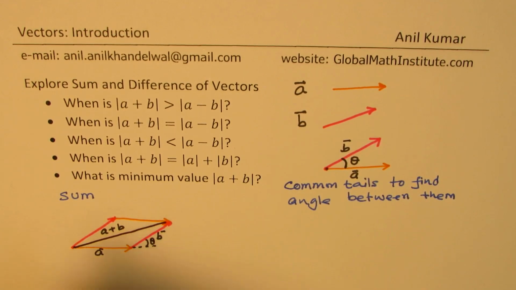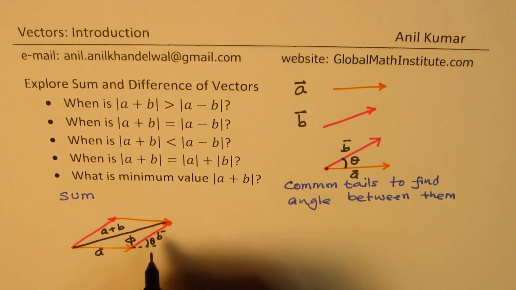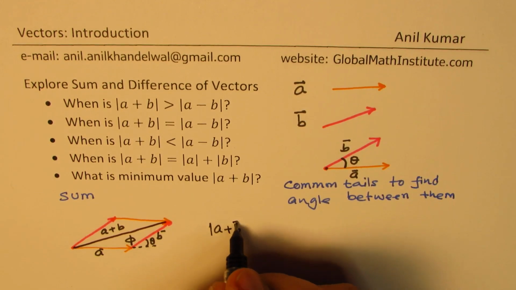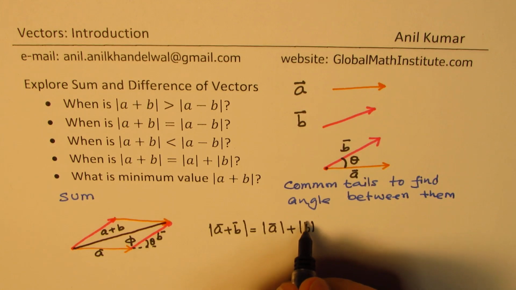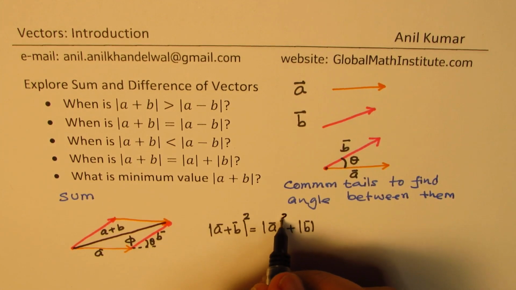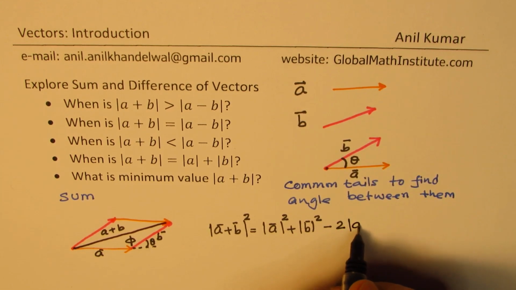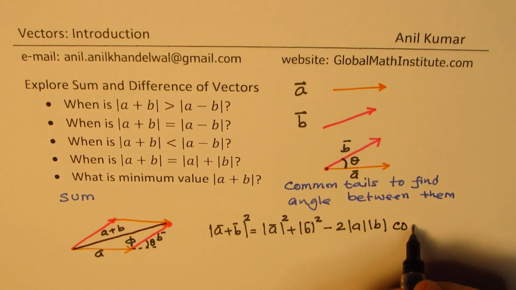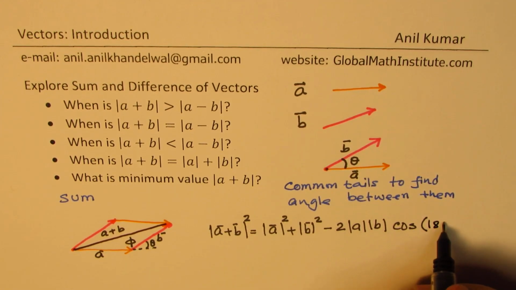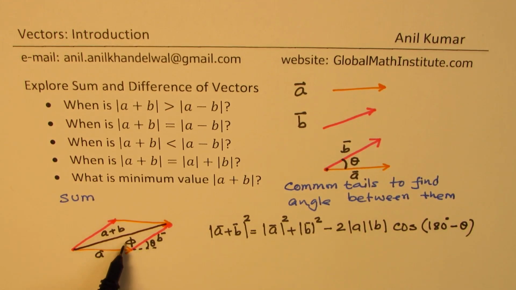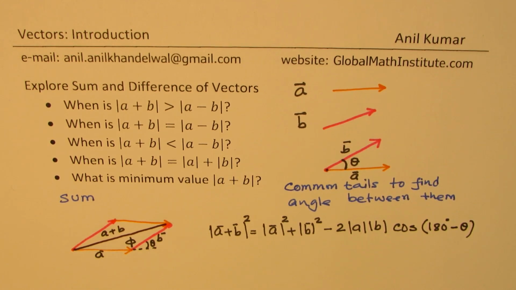Perfect. In this particular case, when we use the cosine law, we use this particular angle here, and we'll call this angle phi. So if I have to find the sum of two vectors A and B, then the magnitude of A plus B, squared so that I don't have to write the square root, equals the magnitude of A squared plus the magnitude of B squared minus 2 times magnitude of A times magnitude of B times cosine of this angle phi. Strictly speaking, I could also write phi as 180 degrees minus theta. So that is the sum of the vectors.